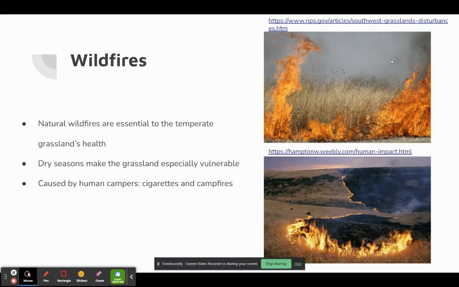So now I'm going to go into some actual environmental impacts of humans specifically. So my first one is wildfires. Now it's important to note that natural wildfires are actually essential to temperate grasslands health. However, it's these human-caused wildfires that create an issue.